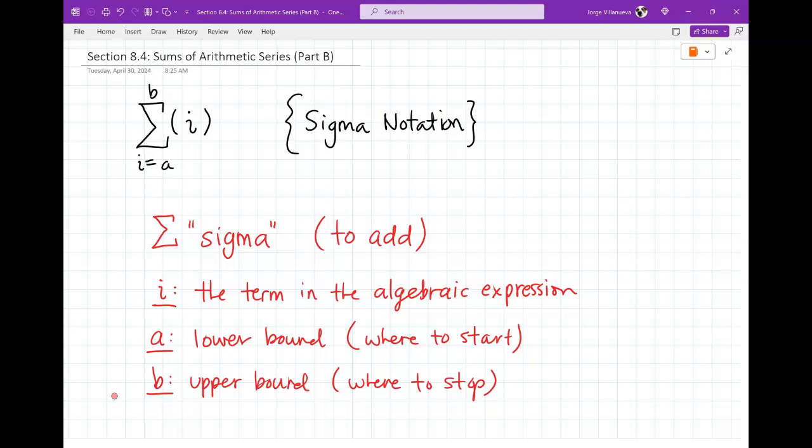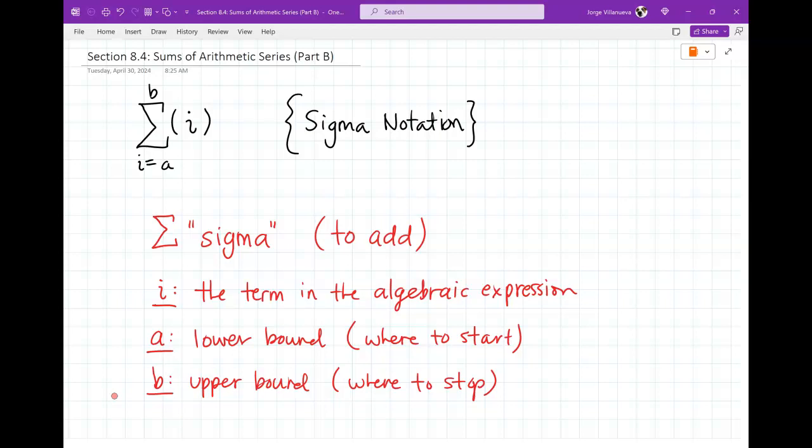Okay? So A and B tell you, you start here, you end here, and every integer in between has to be used. Okay? So again, if A is 3 and B is 6, you're going to plug in the 3rd, the 4th, the 5th, and the 6th value. Okay? So your A and your B tell you where to start, where to end. Your I is basically just the expression. So whatever the expression is after that sigma notation, that I that I have in parentheses, that's what we're going to be plugging into, the expression.